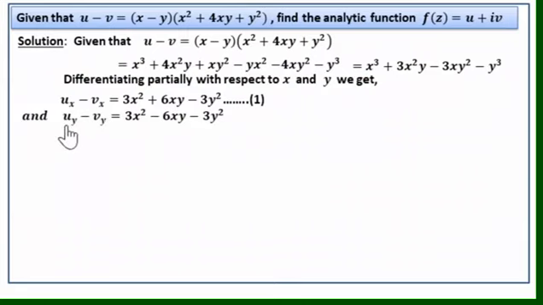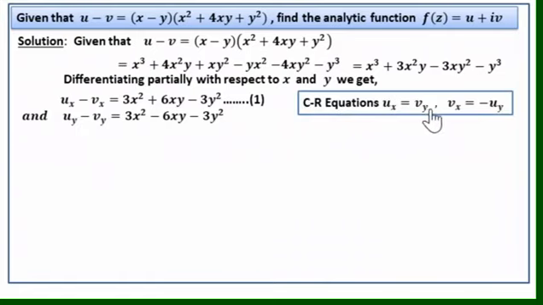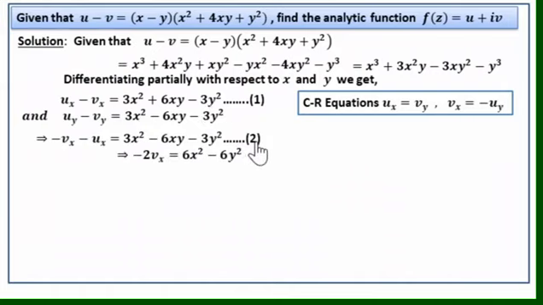Okay, next we convert this. We write this in terms of partial derivatives with respect to x only. So we are going to use Cauchy-Riemann equations. ux equal to vy, vx equal to minus uy. So the second equation, rewrite it using this, as minus vx minus ux equal to 3x square minus 6xy minus 3y square, and call it as equation 2. Next, solve for ux and vx from equations 1 and 2.